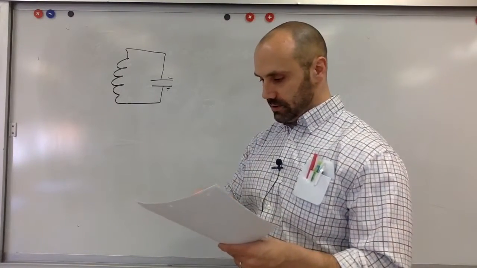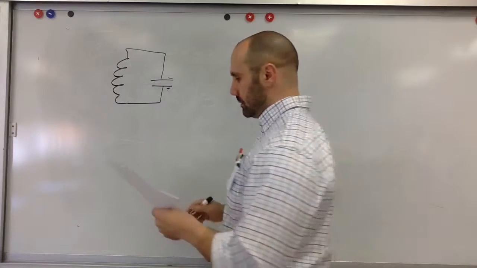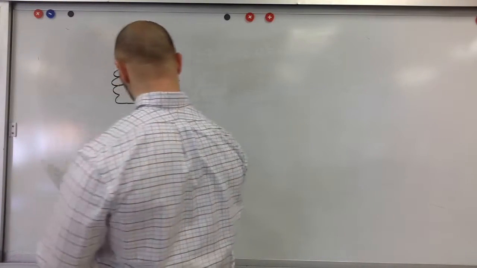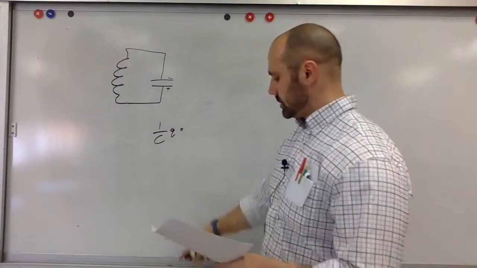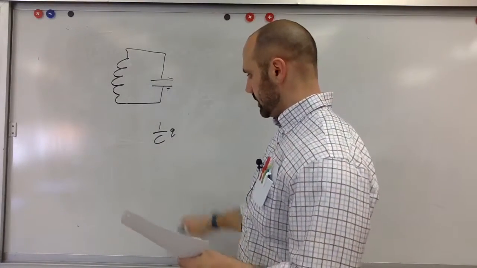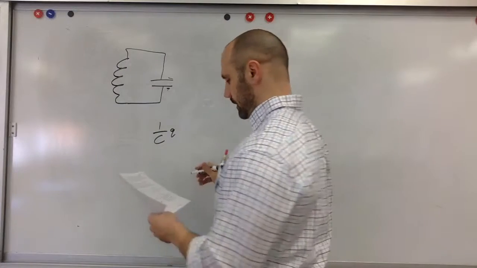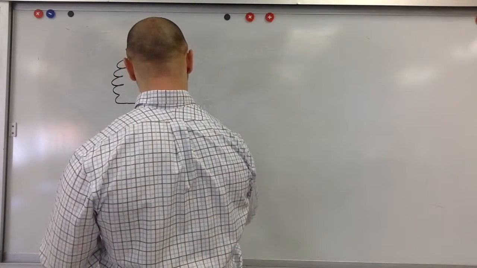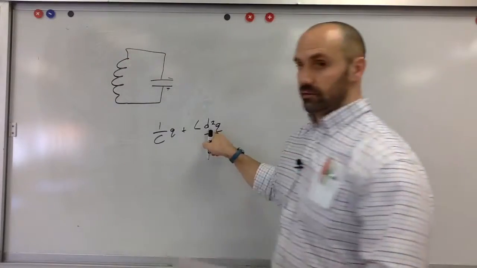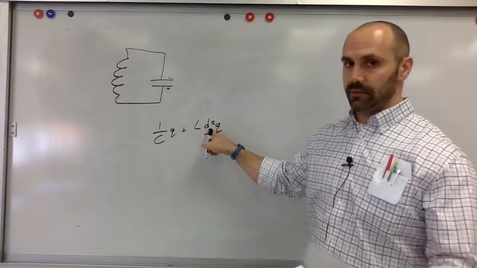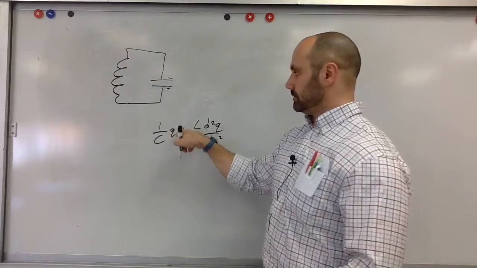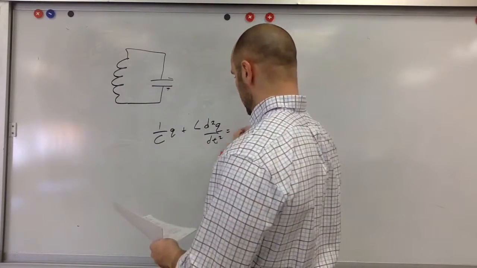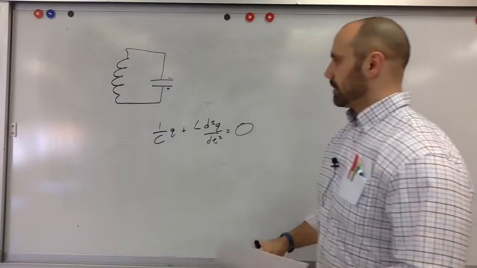And you can see the derivation there, where using Kirchhoff's law, 1 over C times Q, since Q equals CV, this is the EMF on here, is equal to plus L d squared Q over dt squared. So that's the derivative of the current, and current is the time derivative of the changing charge, so that's 0.